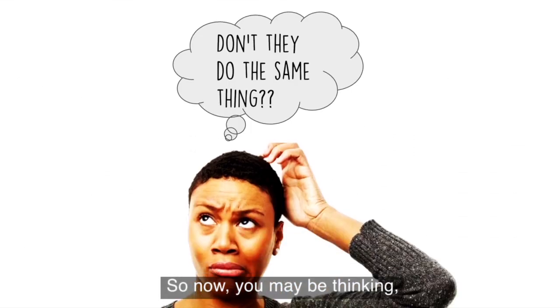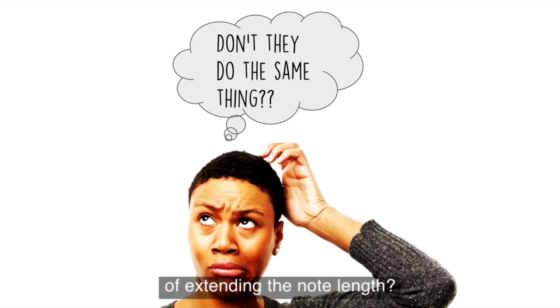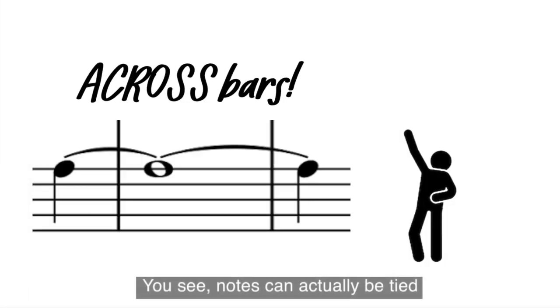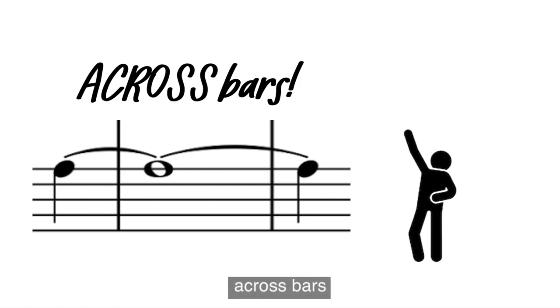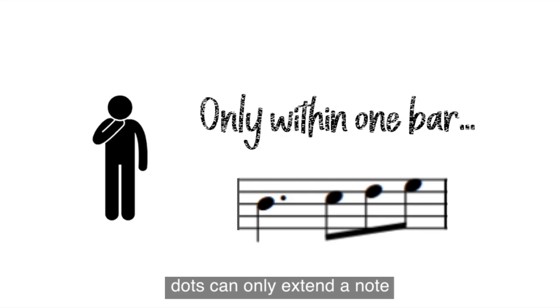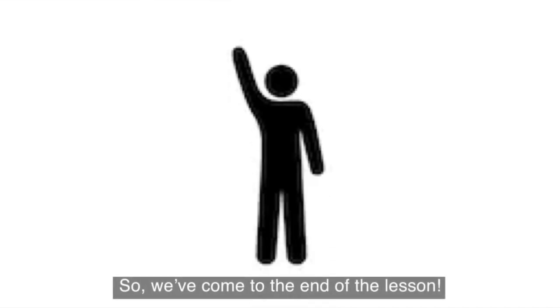So now you may be thinking, what's the point of having both dots and ties? Don't they do the same thing of extending the note length? Nah man, you see notes can actually be tied across bars. Pretty nifty, right? Whereas dots can only extend a note within the same bar. Dull and boring. So we've come to the end of the lesson.